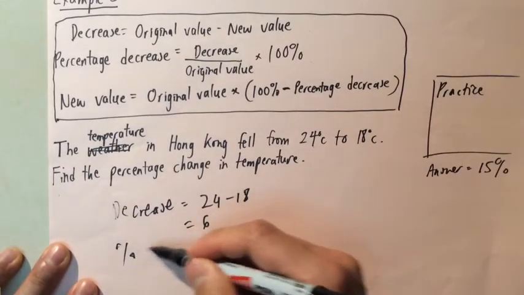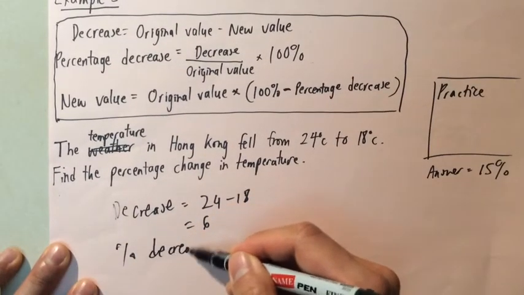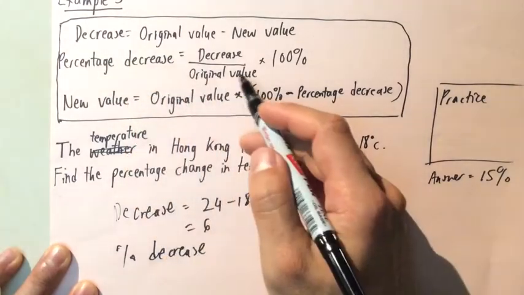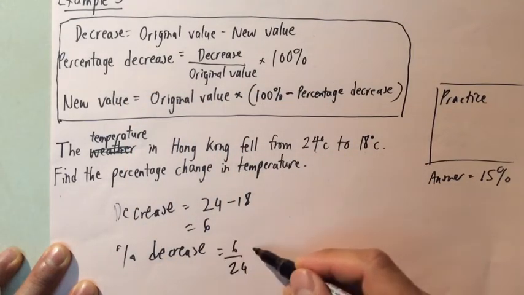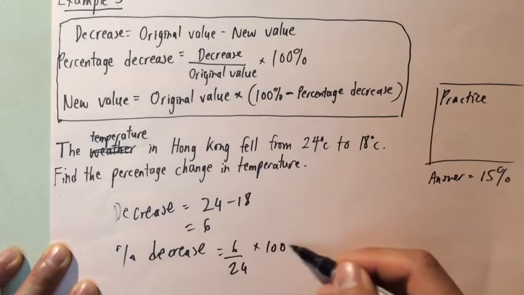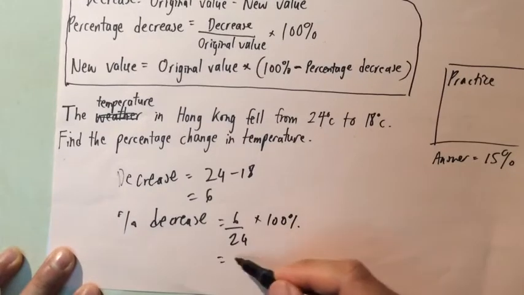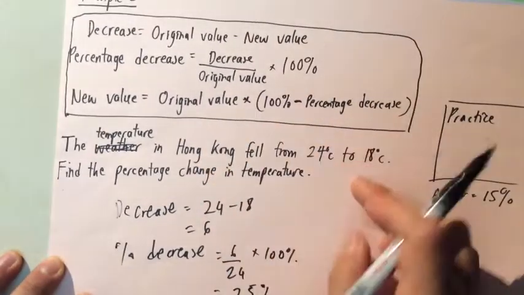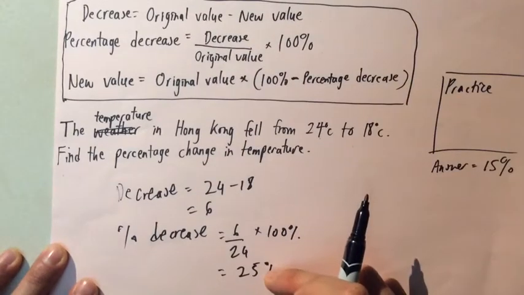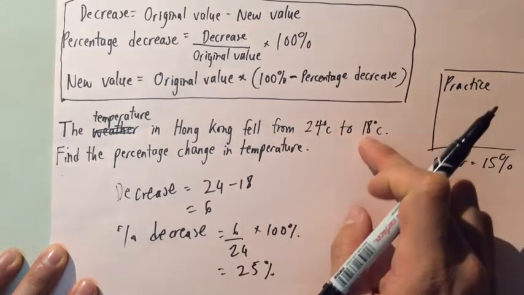And our percentage decrease, we'll apply this formula right here, is 6 over 24 times 100%. And we'll find that that is equal to 25%. So the temperature fell by 25% when it went from 24 degrees to 18 degrees Celsius.